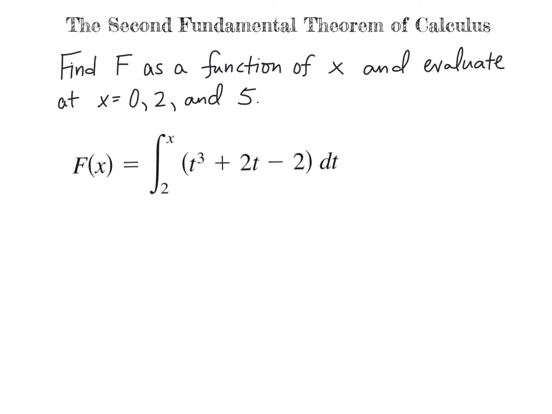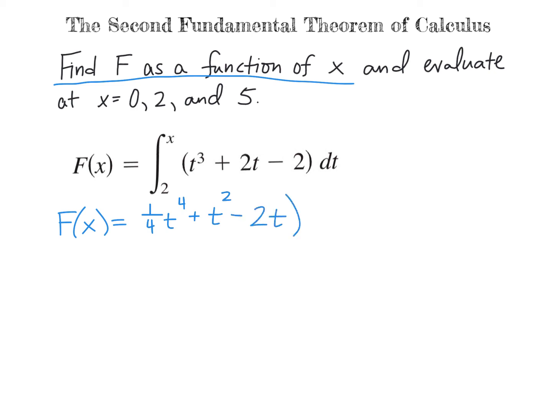So the first thing that we're going to do in blue up here is this. I'm going to use the first fundamental theorem of calculus to simply take the antiderivative of this, plug in x, then subtract, plug in 2. So our antiderivative here, again, still in terms of t, is going to be 1/4 t to the 4th plus 2t squared over 2, which is just t squared, minus 2t. And then, of course, we want to plug in and evaluate from 2 to x.